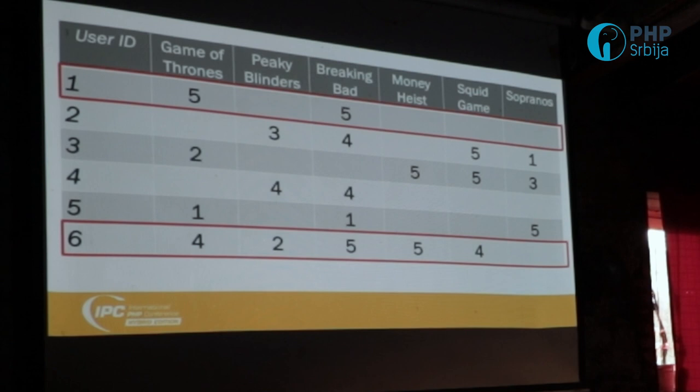I might like the similar movies as the similar user does, and I can use that similarity to fill out my matrix. Basically, I could inherit that I would probably dislike Peaky Blinders, but I would likely like Money Heist and Squid Game. And that's your very basic recommendation system.